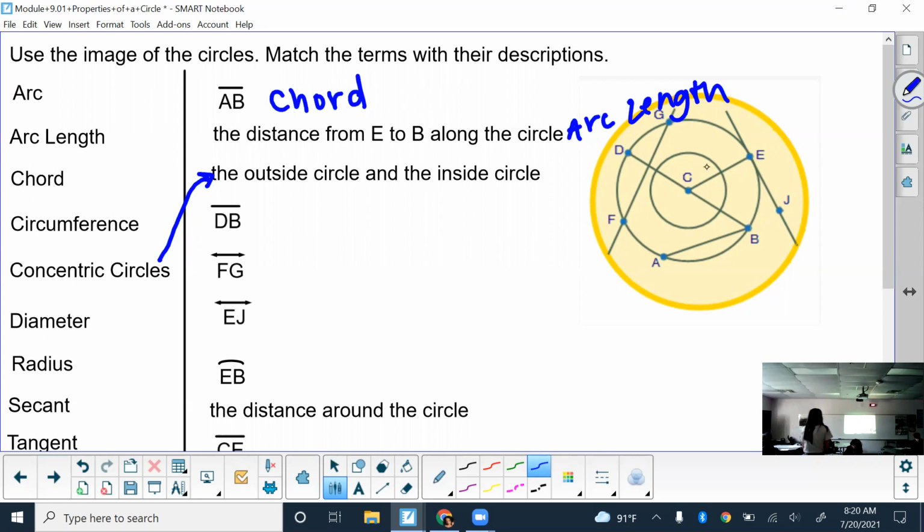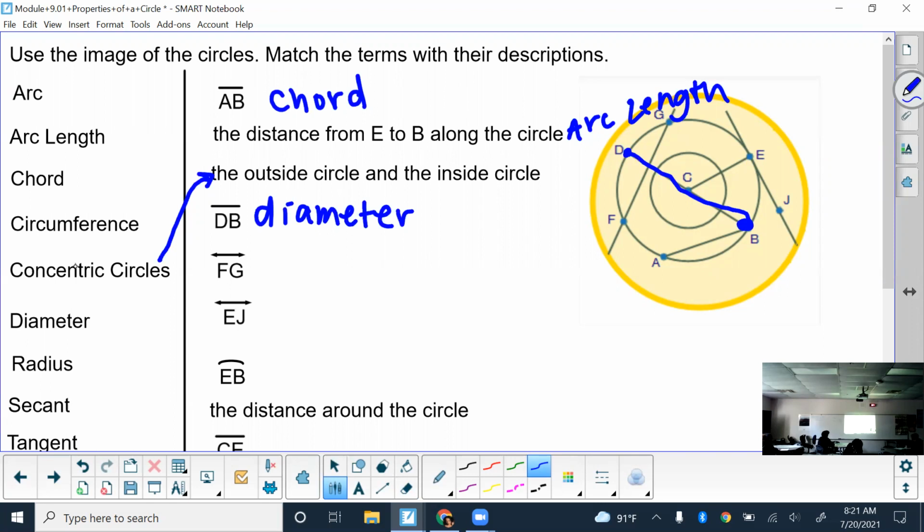Good. Line DB. So line segment DB. What would that one be? Diameter. All right, it's not a chord because it goes through the center all the way across. That's your diameter. So diameter is really specific. If it's not the diameter, it's a line segment going to both ends of the circle, then it's a chord.